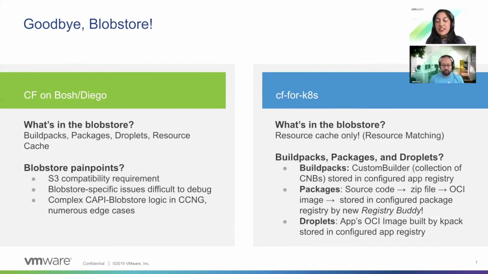For droplets, we don't have a droplet image per se, because the full app's OCI image is essentially the same thing as a droplet, which is the app source code and the buildpacks, but additionally has the stack information as well. So the app's OCI image, as we discussed previously, is built by kpack and stored in the configured app registry.